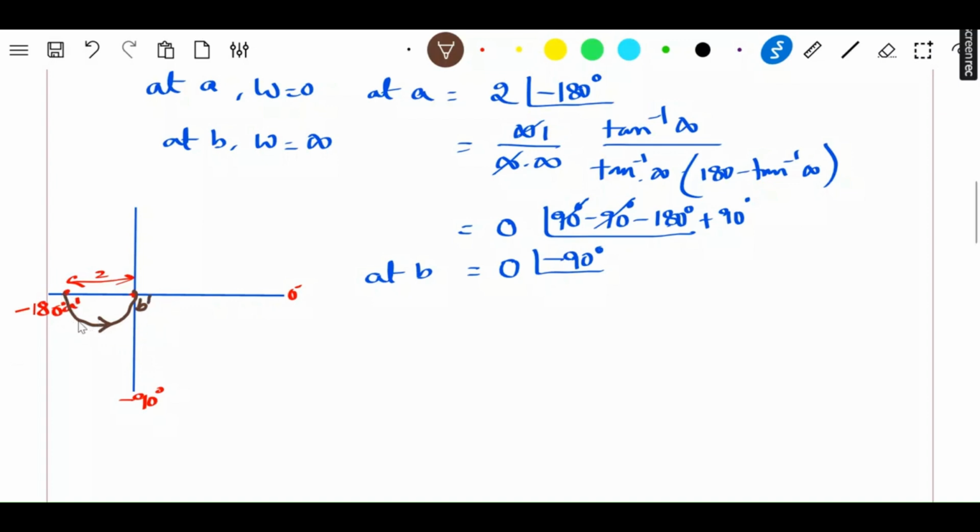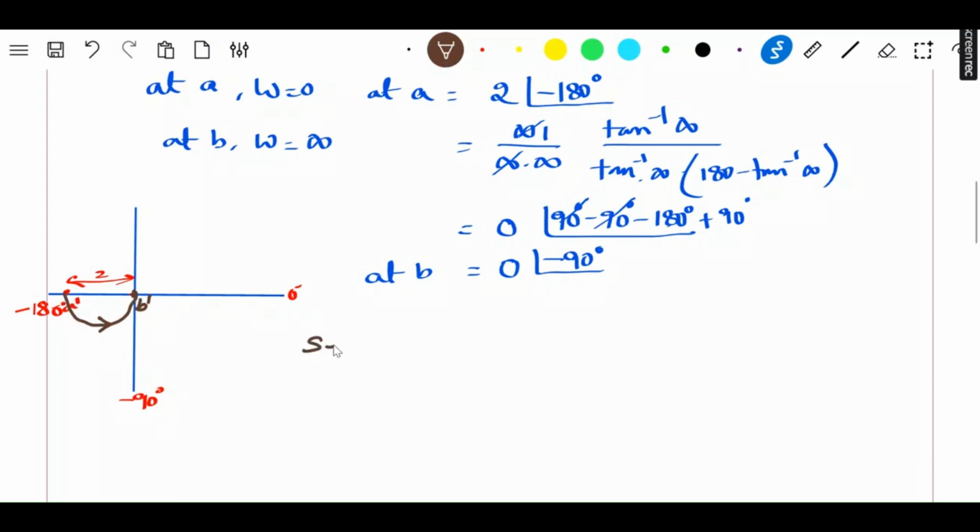Okay. So at A we had magnitude 2 at an angle minus 180 degree. So that is what I have written. The distance is 2 towards minus 180 degree. Whereas at B the magnitude is 0. So it becomes the origin. Whereas minus 90 is this line, this angle. So therefore, if I want to draw the trace of the contour, I should start from A dash and end at B dash at minus 90 degree. So start at 0, minus 180 degree, end at minus 90 degree.